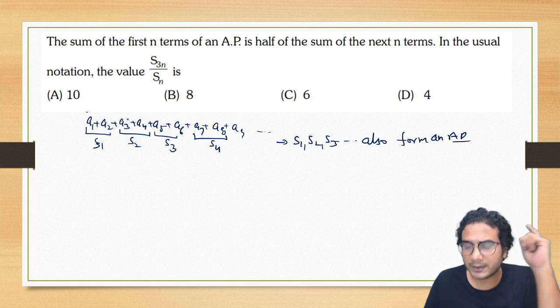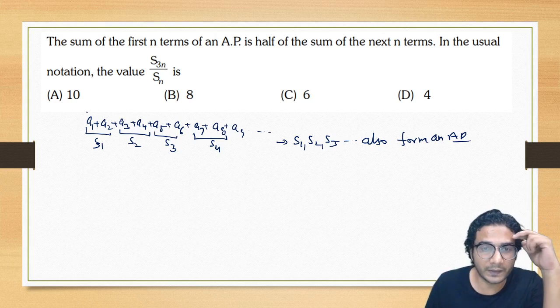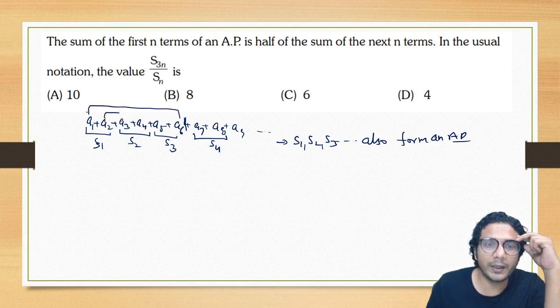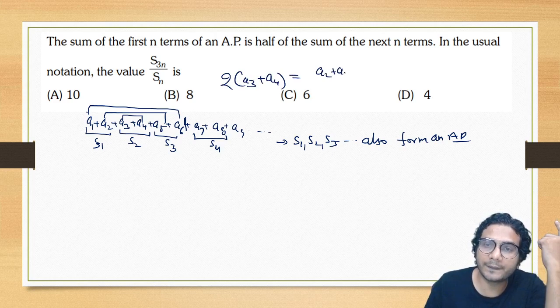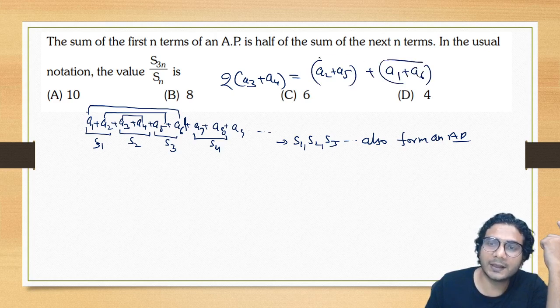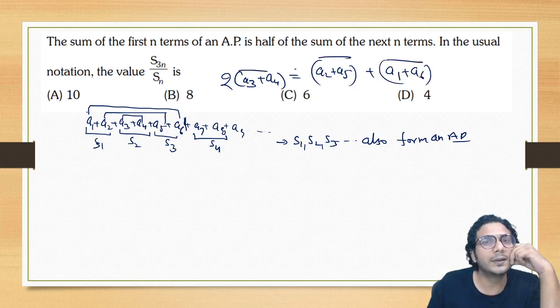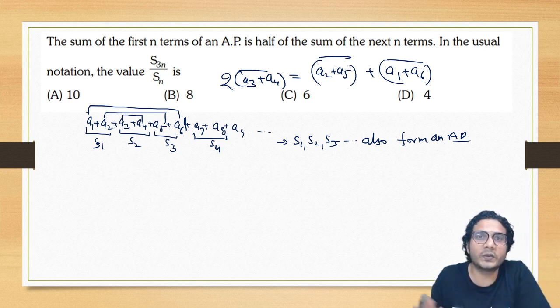Or there's another explanation. Let me give that explanation first. Just look at the first six terms. I'll explain from the first six terms. A1 plus A6 is equal to A2 plus A5, right? And that is equal to A3 plus A4. So if I write twice of A3 plus A4, then you can write this is equal to A2 plus A5 plus A1 plus A6, because these are equal, right? So using that property, you can say twice of S2 is equal to S1 plus S3. That means S1, S2, S3 are in AP.